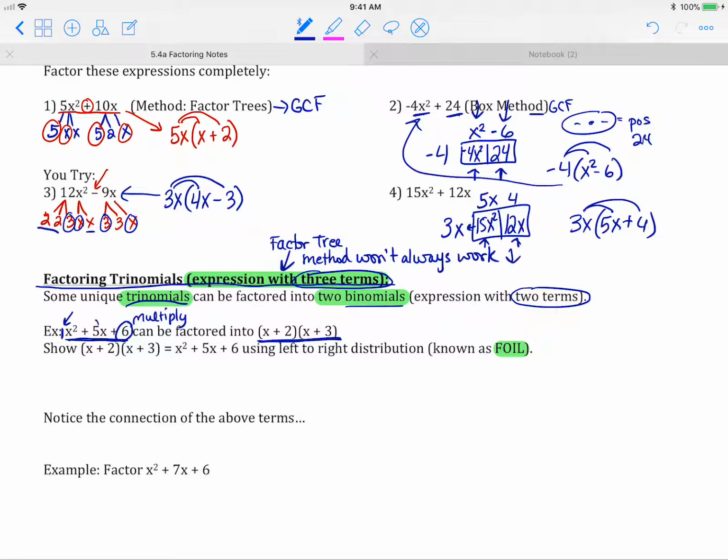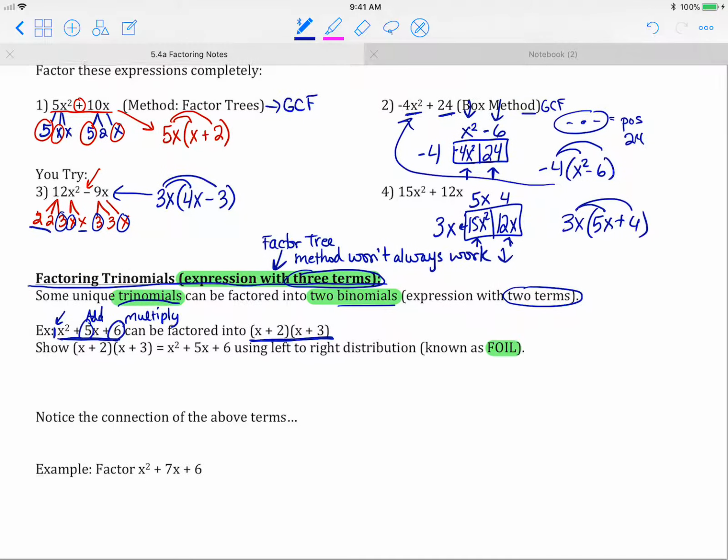That will at the exact same time add to give me 5. And how do I know that works? Well, let's look at the method of FOIL. FOIL is when we multiply from left to right with distribution. So with a distributive property.